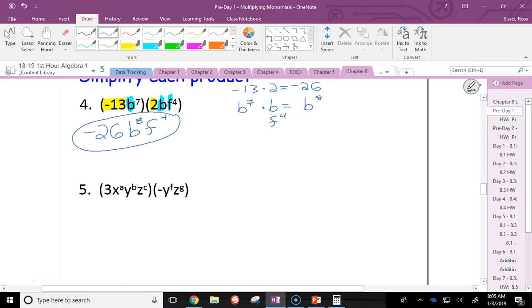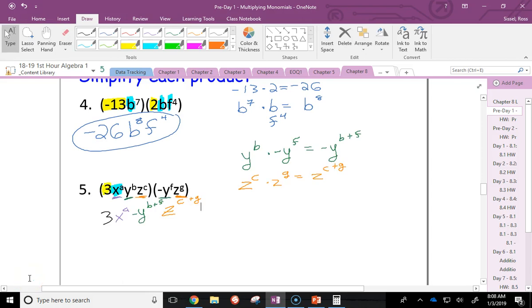Okay. Here's what I'm going to do. I'm going to pause our recording. Then I'm going to do the work up here. But while I'm doing the work, go ahead. You can work with your neighbor. I want you to try and solve 3x to the a power, y to the b power, z to the c power, times negative y to the f power, z to the g power. Alright, go ahead and work on this. Check with the neighbor if you need some help.